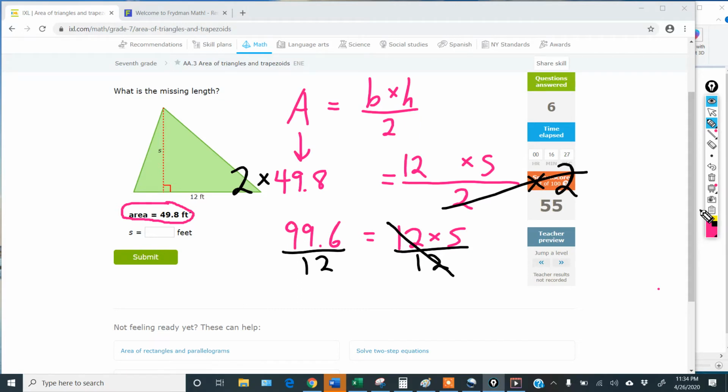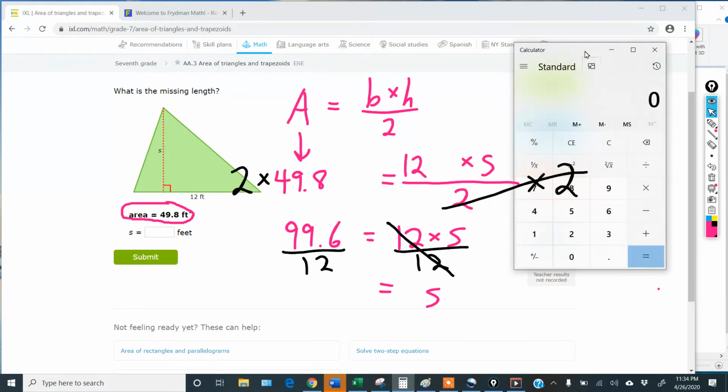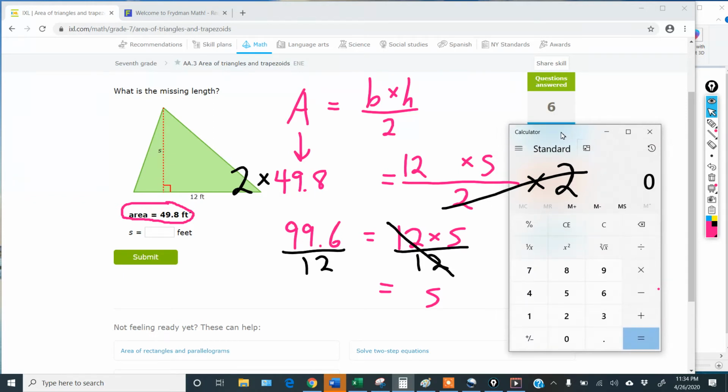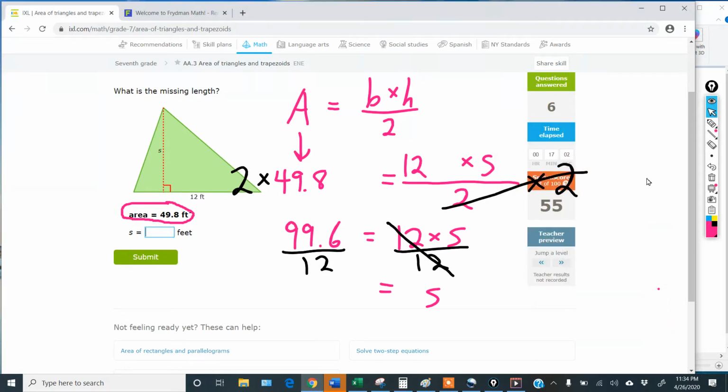So our final answer is going to be S equals, I'm just going to go ahead and use a calculator. I don't mind if you use a calculator because this exercise is not really testing your ability to multiply and divide. It's really testing your ability to find the areas or bases or heights of triangles and trapezoids. So feel free to just use a regular calculator here. So 99.6 divided by 12 is equal to 8.3. So let's put that in over there.